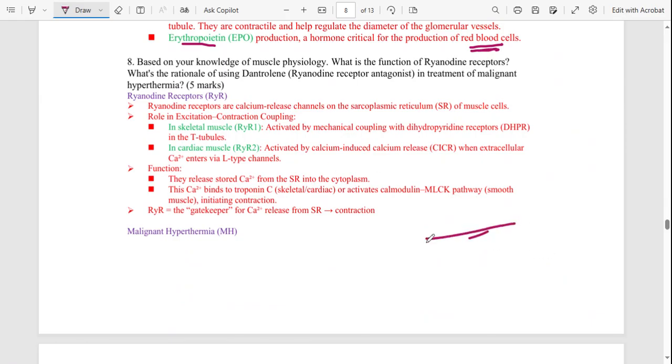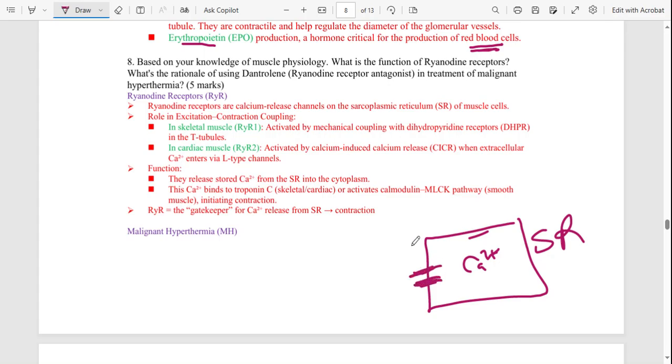We said that if you have got the sarcoplasmic reticulum in muscles, which stores calcium, okay? This guy stores calcium. And then you have got a channel here, a channel which we call the ryanodine receptor. So ryanodine receptors are calcium releasing channels on the sarcoplasmic reticulum of muscle cells. And the question is saying, based on your knowledge, what is the function? So the function is that it is going to release calcium in muscles.